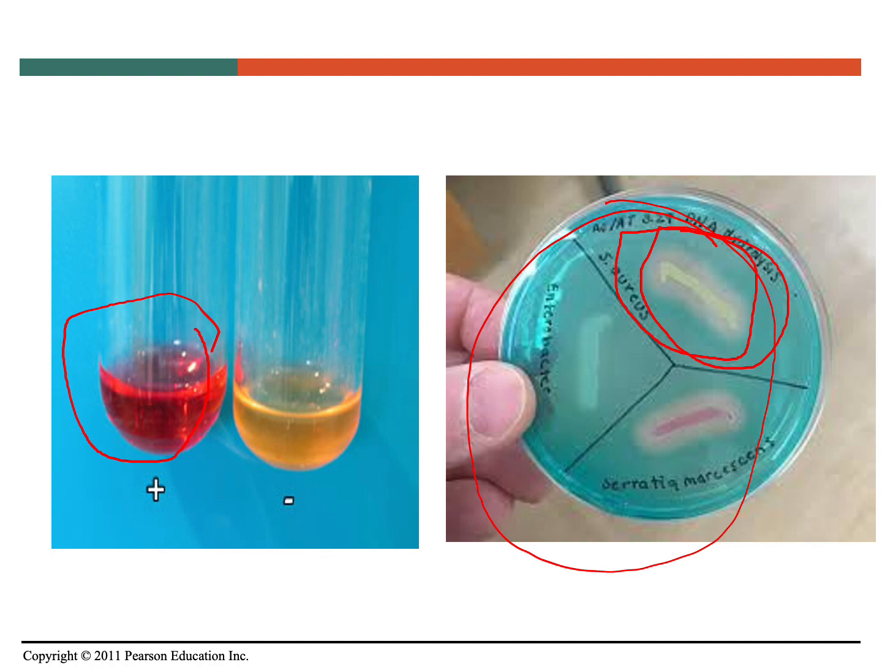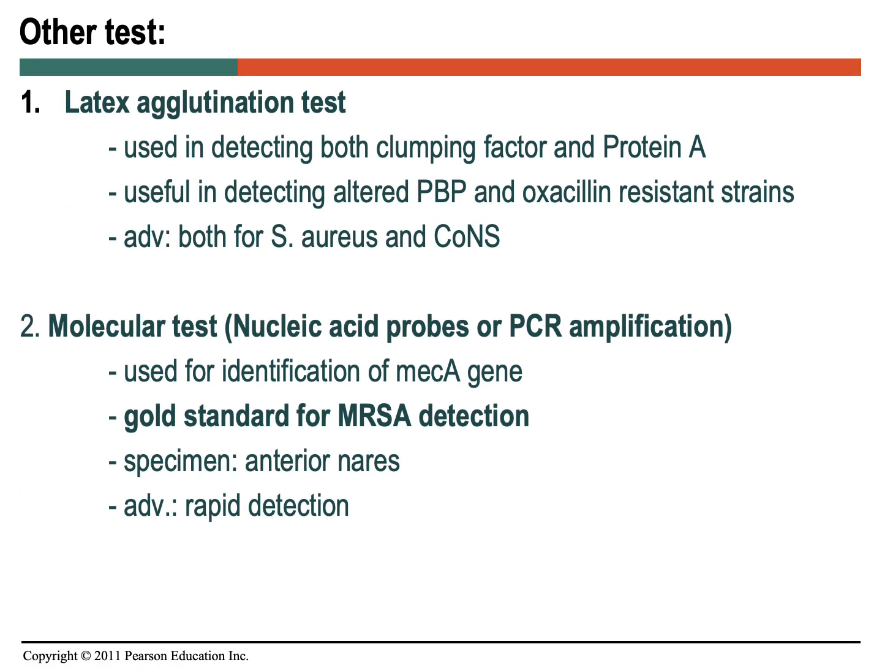Other test classes include the latex agglutination test, which detects protein A, which is useful in detecting altered penicillin binding protein and oxacillin resistant strains. These are advantageous for both Staphylococcus aureus and coagulase negative staph. You also have molecular tests by using nucleic acid probes or PCR amplification. This is used to detect or identify your mecA gene. Okay, this is the gold standard for MRSA detection.